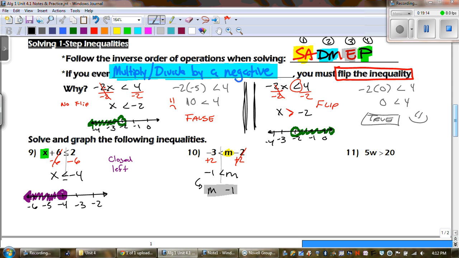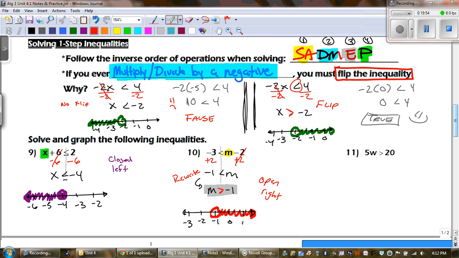Now, who's it pointing at? Is it pointing to the right or is it pointing to the left? Or is it pointing at the m or the -1? I'm sorry. It's pointing at the -1. Okay? So all we did is rewrite. We didn't multiply or divide, so that's why it stays like that. So -1, 0, 1, -2, -3. Is it open or closed? It's open, and we shade to the right. So open, and I shade to the right.